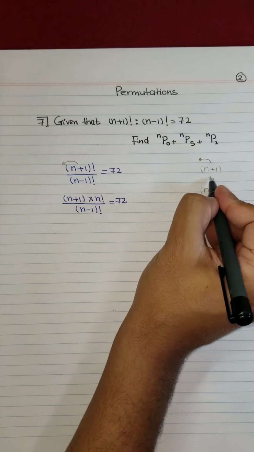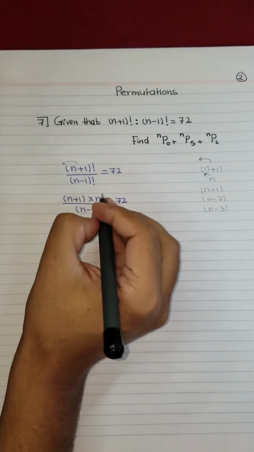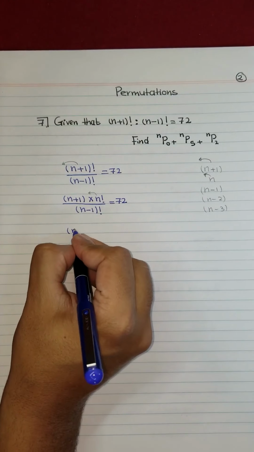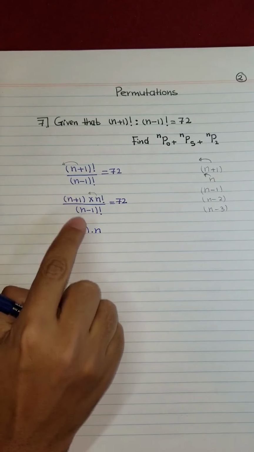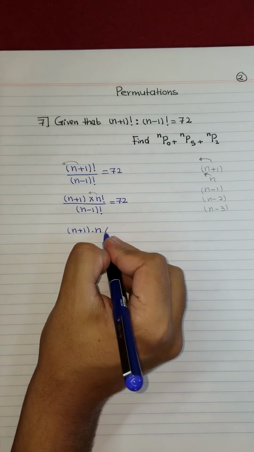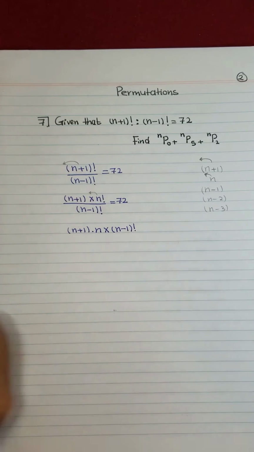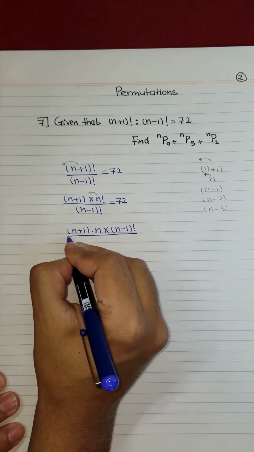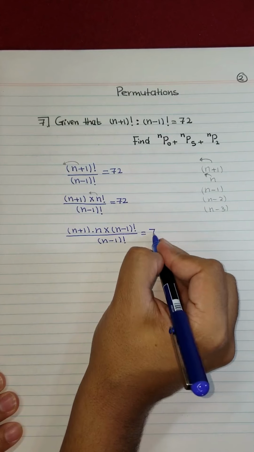So what we are going to do is also take n out. So I'll take n out as well. So it will be n plus 1 times n. I took both out: n plus 1, this one is still there, and n, we took it out, times what is going to be left in the factorial, which is n minus 1 factorial, so n minus 1 and all the other numbers below it, over n minus 1 factorial equals 72.